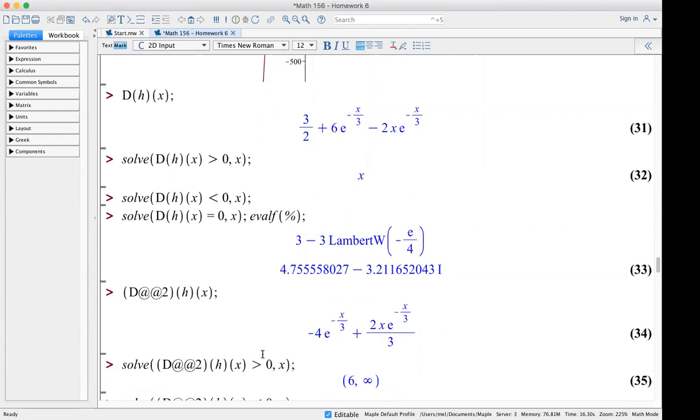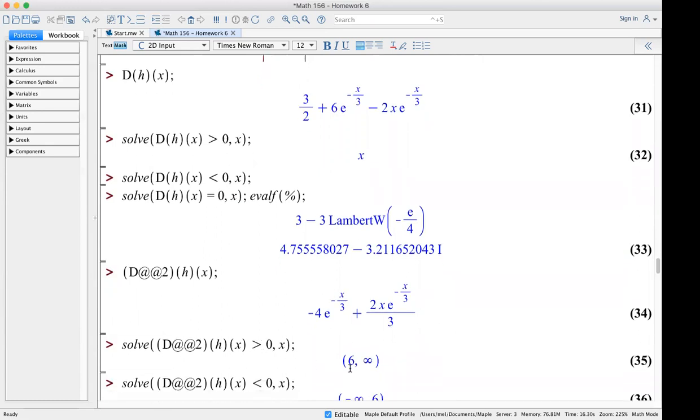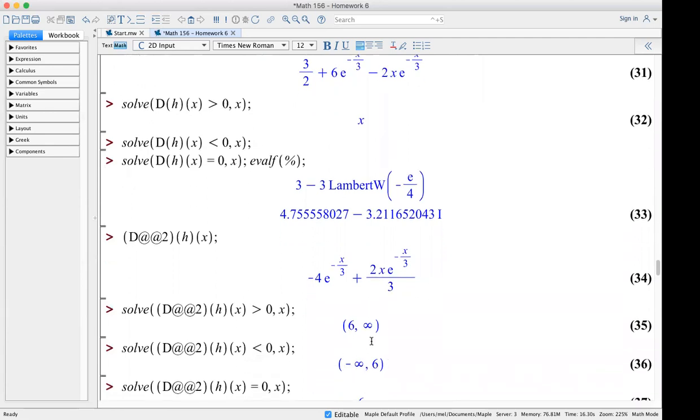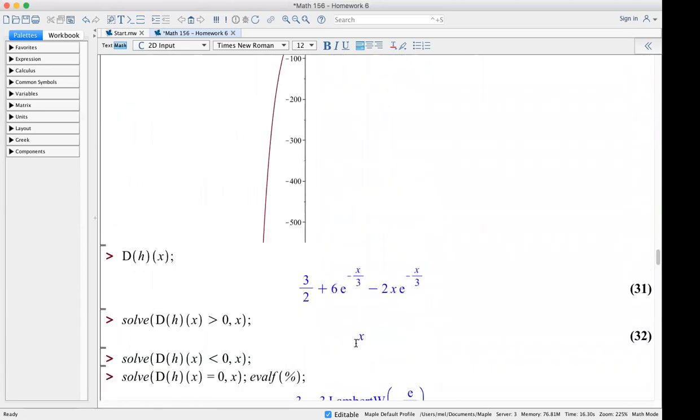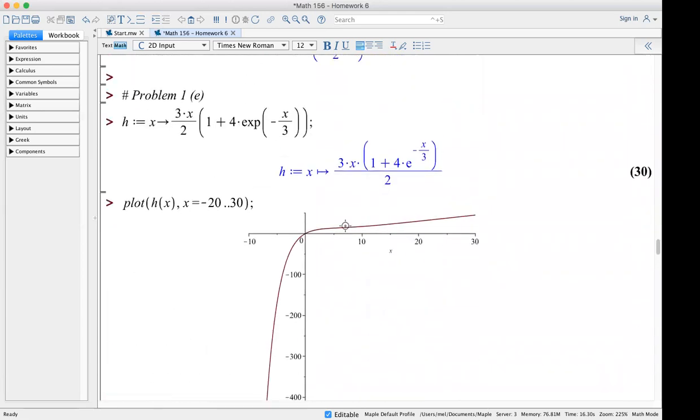Here's the second derivative. It's positive here and it's negative here, and it's equal to 0 at 6. So on this curve, 6 is an inflection point. Here the curve is concave down, and here it becomes concave up.